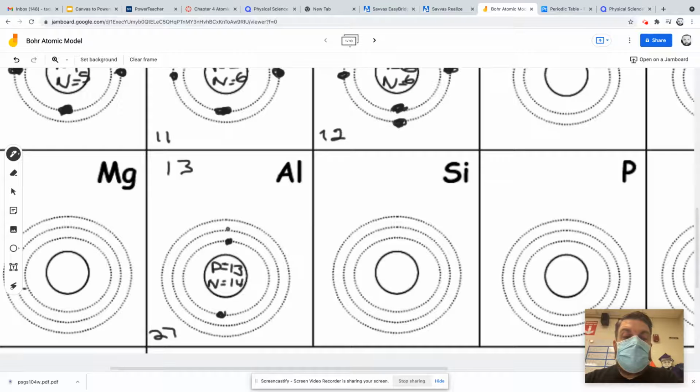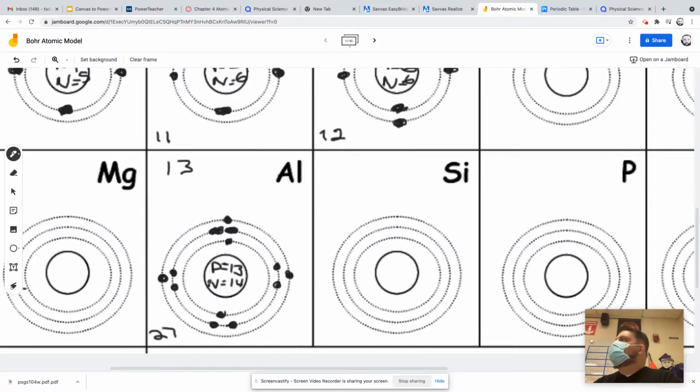So I've got 1, 2, 3, 4. Wow, those are too close together. 3, 4. Make sure that they look separate. 5, 6, 7, 8, 9, 10, and then I'm going to have 11, 12, and 13. Okay?